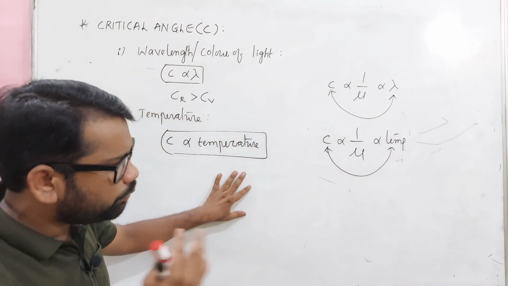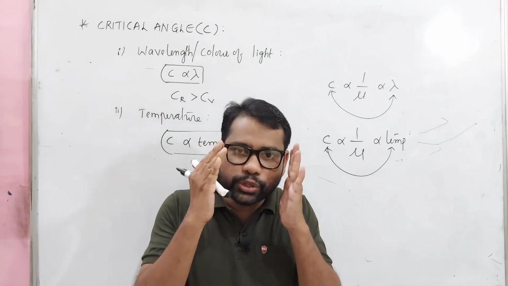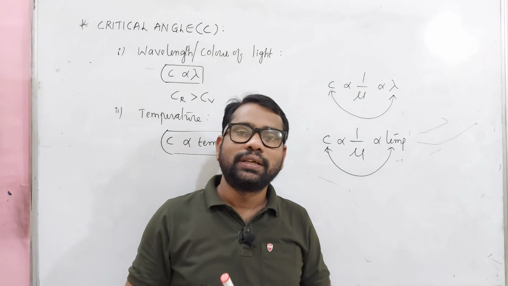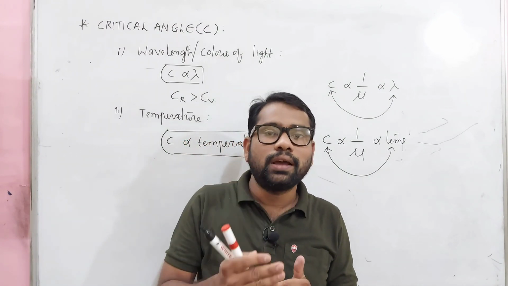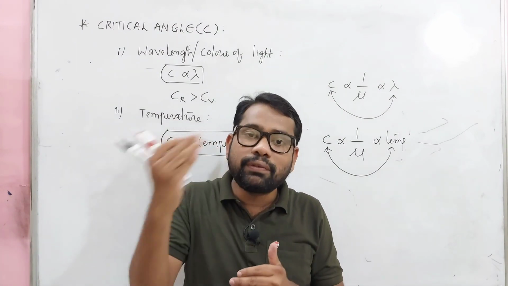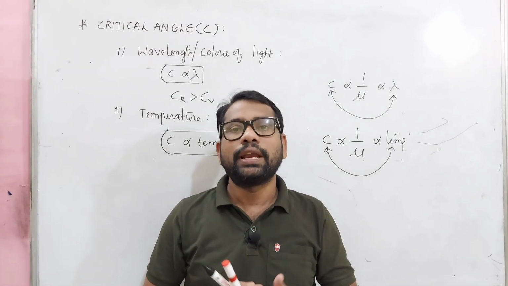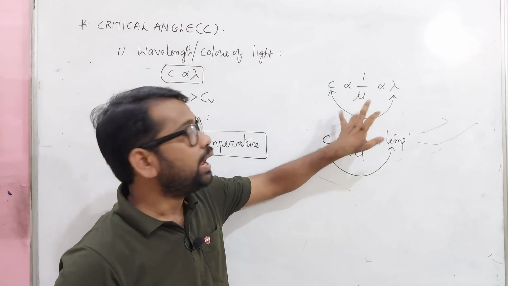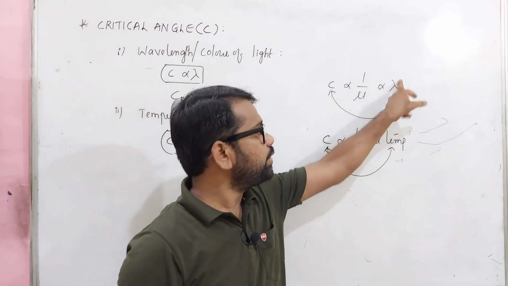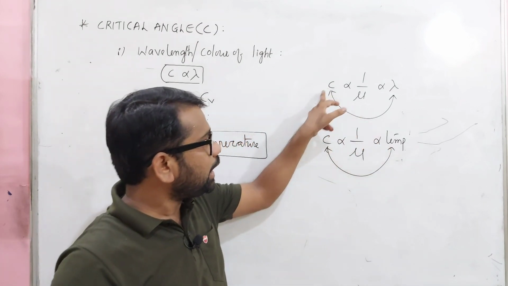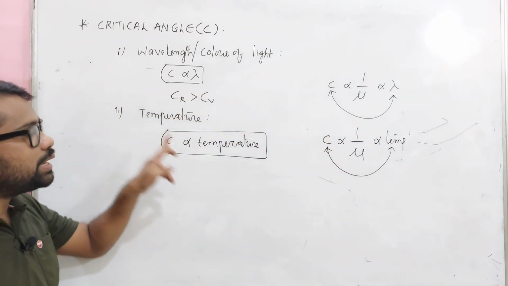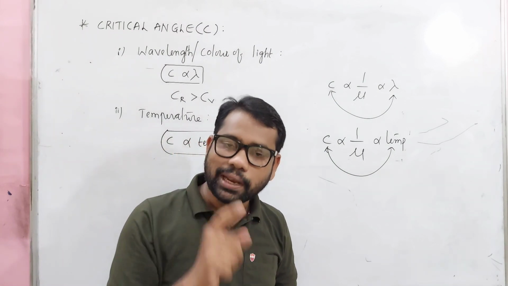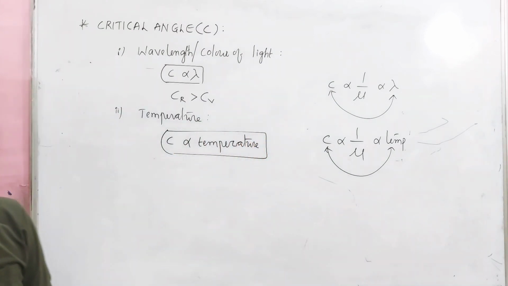So children, once again, try to understand. First, you should understand how critical angle is related to the refractive index. Then it will become very easy to understand how critical angle is related to the wavelength, and at the same time how it is related to the temperature. Critical angle is inversely proportional to the refractive index, and refractive index is inversely proportional to the wavelength and temperature. That's why critical angle is proportional to the wavelength and also to the temperature. So this is on which factors critical angle depends.